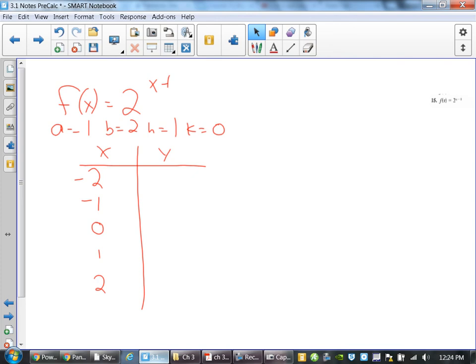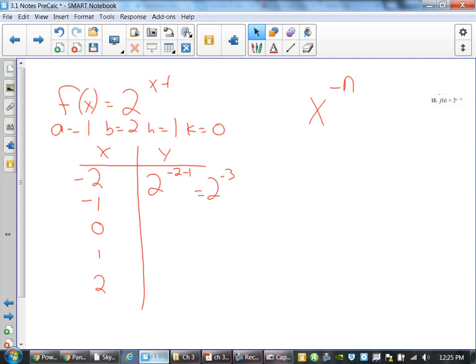So that means we're going to have 2 to the -2 minus 1, which is 2 to the -3. What's 2 to the -3rd? It's 1/8. You guys forgot your exponent rules. You do 2 to the 3rd and then put a 1 over it.